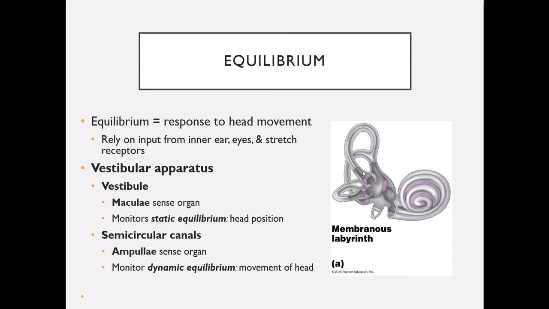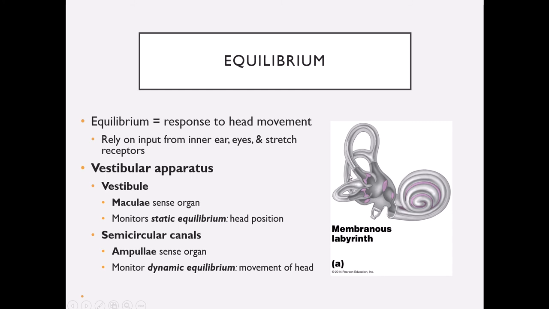So the vestibular apparatus is our organ, or really organs, for balance, because it consists of the vestibule, which is this portion here, and then the semicircular canals, which is this portion here. Here again, you can see the cochlea for hearing. So in the vestibule, we have the utricle and saccule. And within the utricle and saccule, we have what are called maculae. That's actually the sense organ for this particular type of balance, and it's called static equilibrium, right? Static meaning not changing.